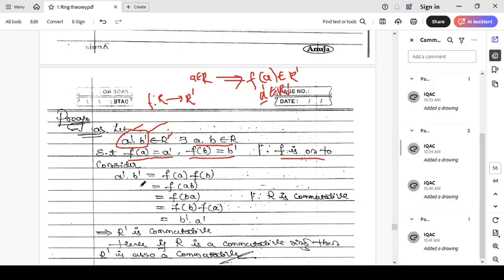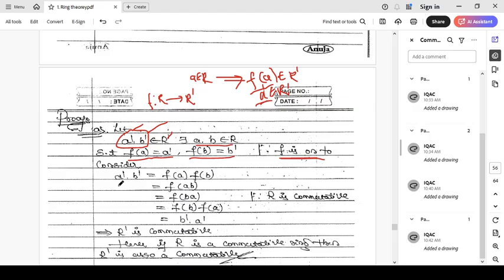So consider why it is onto, because f is an isomorphism. Therefore I can apply the condition of onto. And also we have shown f of A as A dash, I can write down, right?